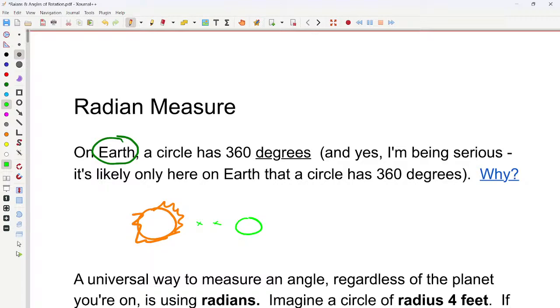No, all kidding aside, they didn't know this behavior, this idea of a circle, repeats itself every 365 days. And that's why a circle on Earth has 365 degrees. Why is it 365 degrees? Oh yeah, it's 360 degrees, not 365. So why the heck is it 360, not 365?